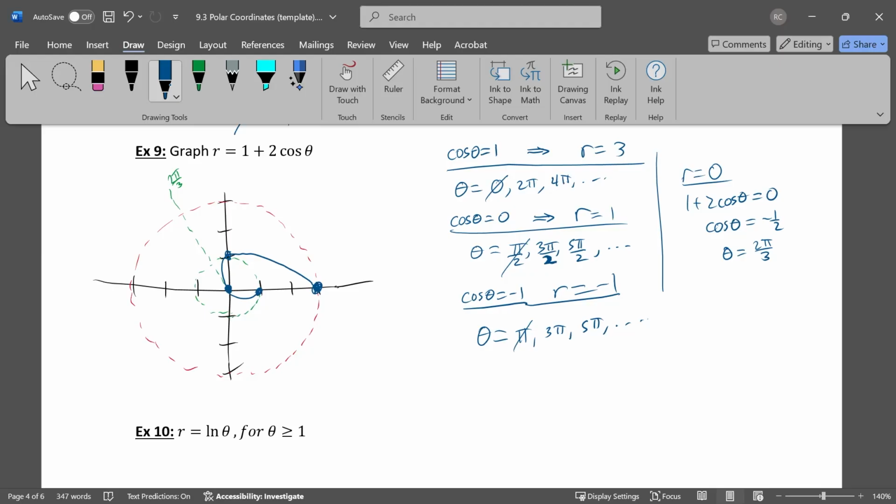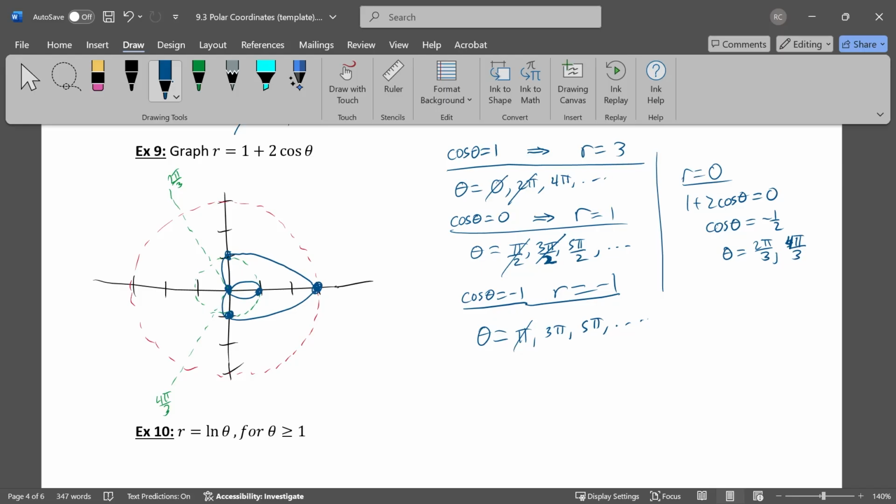And then it's going to go back to 0. Where? Well, not only at 2 pi thirds, but also at 4 pi thirds. And then after 4 pi thirds, when we get to 3 pi over 2, r will be 1 again. So I go out to that distance of 1. And then when we get to 2 pi, r will be 3.